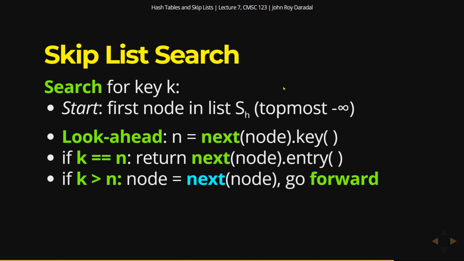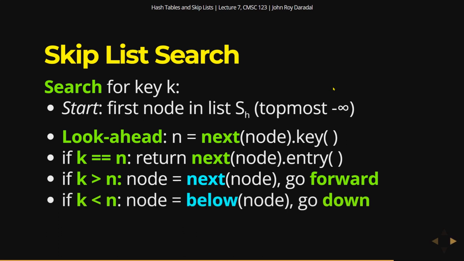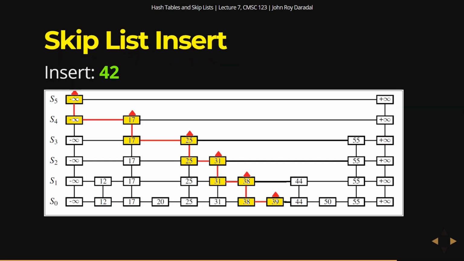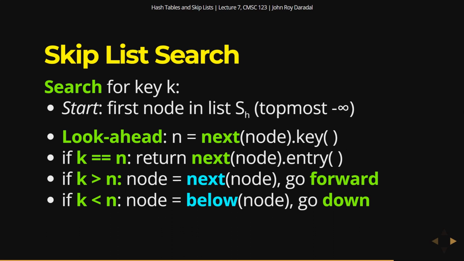For example, you're looking at 23 as the next and your goal is 50, so it's still safe to go forward. But if the key is already less than the next node, then you will overshoot if you go forward, so you go down. So you go to the node below. So you either go forward or go down depending on whether it's still safe to move forward or not. If it will not exceed the key, move forward. If it will exceed, go down. Okay, so that is the search procedure.